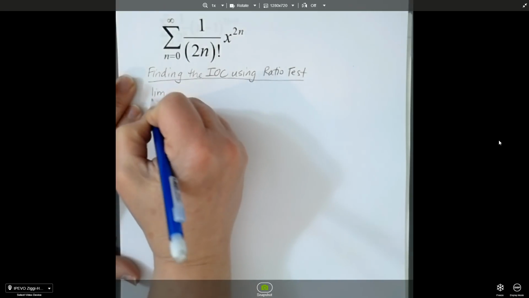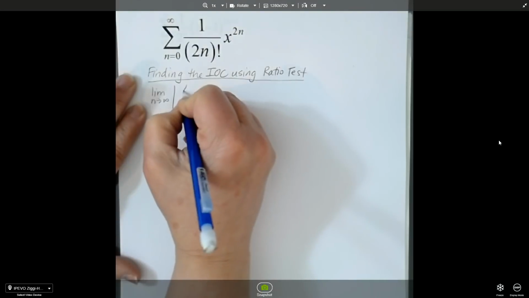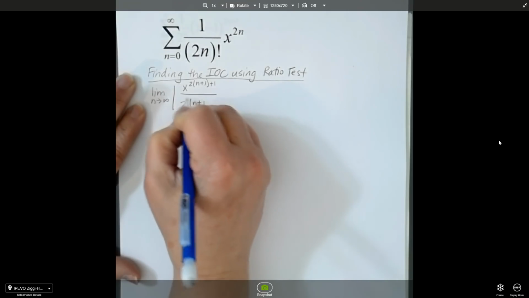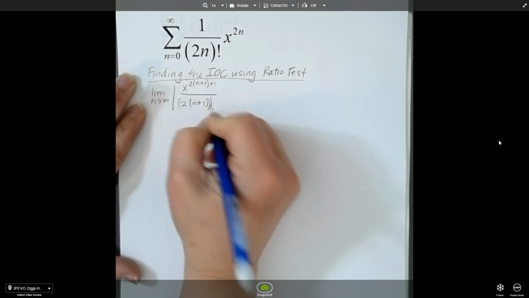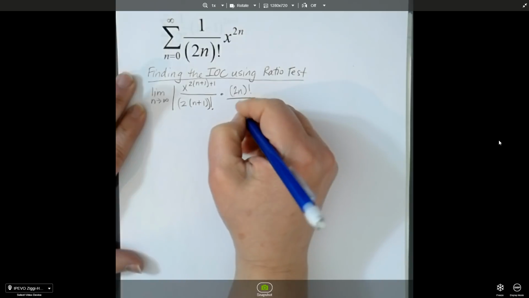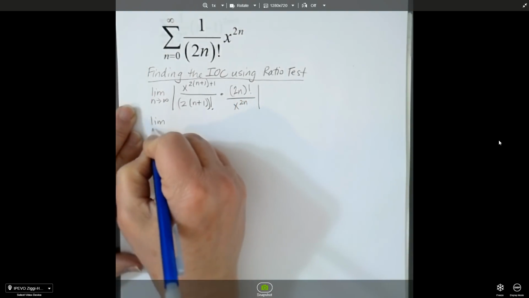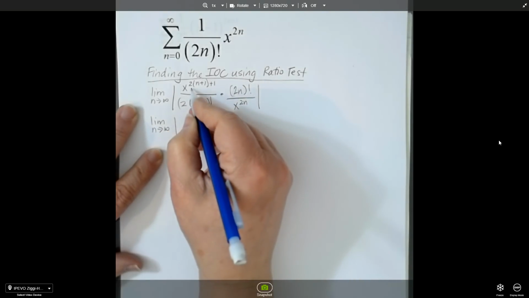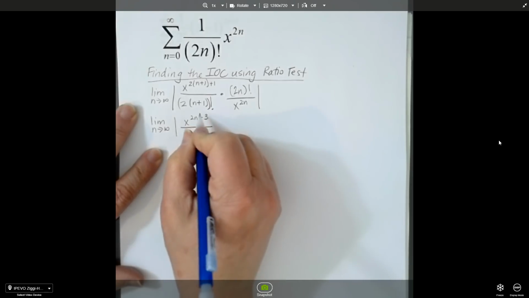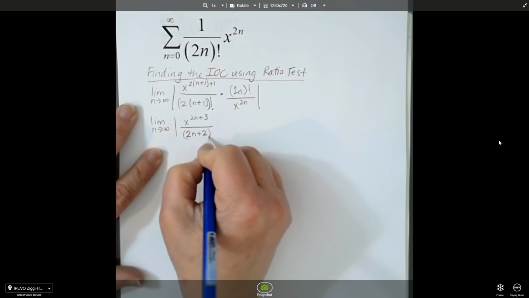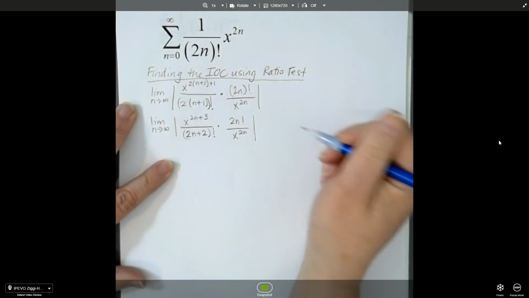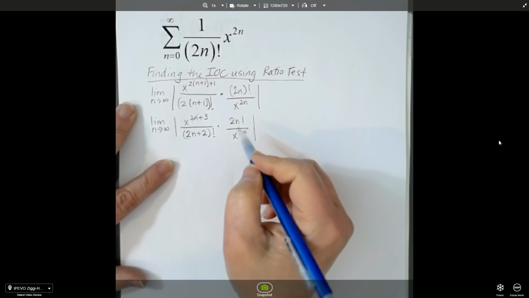Well, what is the ratio test? It's the limit as n goes to infinity of the absolute value of, well, this is x to the 2n plus 2, and where I see an n, I'm going to put n plus 1, all over 2 times n plus 1 factorial, times, and I'm going to flip it, and we're going to get 2n factorial on top over x to the 2n. Now I'm going to simplify this a little bit because we want to be smart about how we simplify this. So this will be x to the 2n plus 3 on top over 2n plus 2 factorial times 2n factorial over x to the 2n, absolute value. And then we know that the x to the 2n's are going to cancel, and so this term goes away.